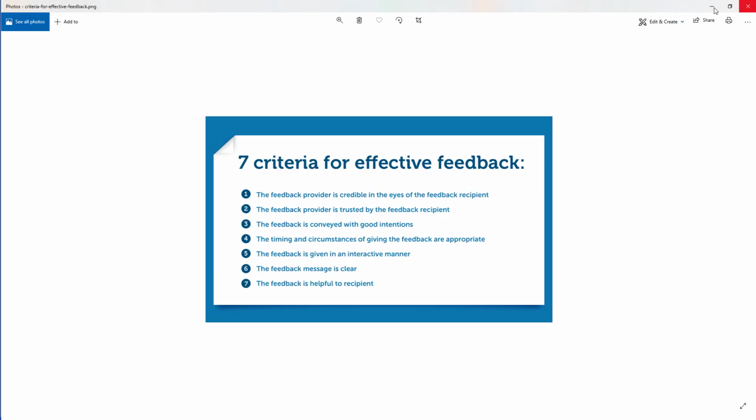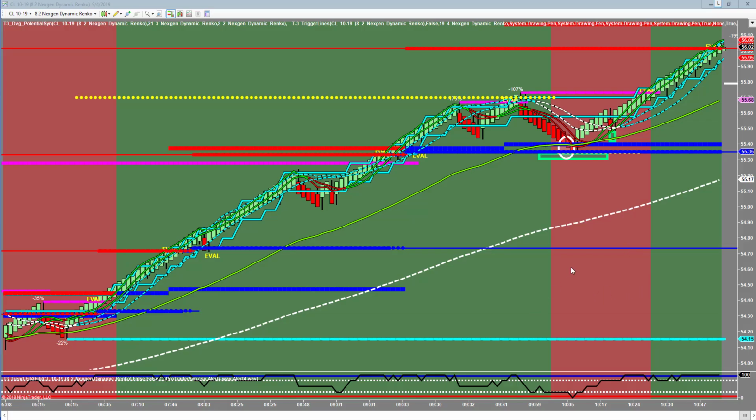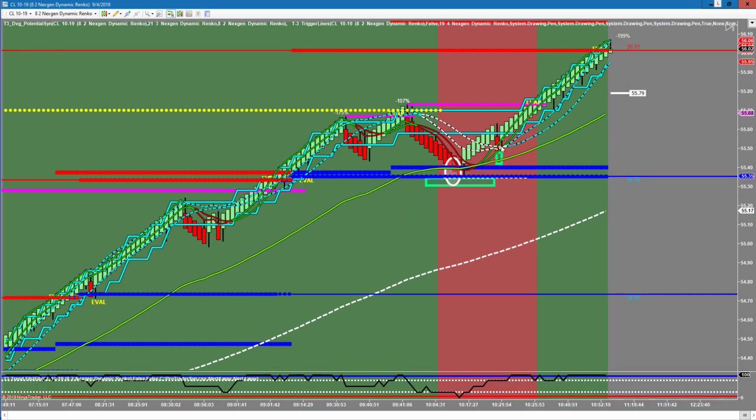It's not rocket science. It's 3 things. The right fibs, the right triggers, a couple of entries, and some management. That's it.